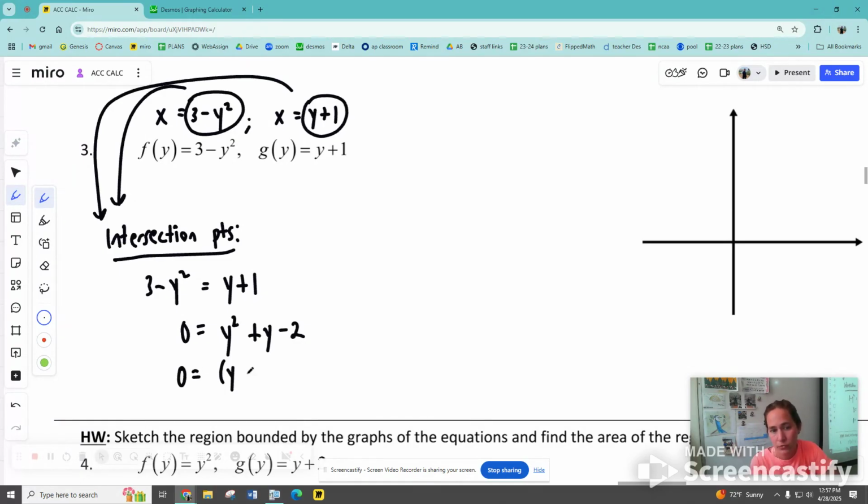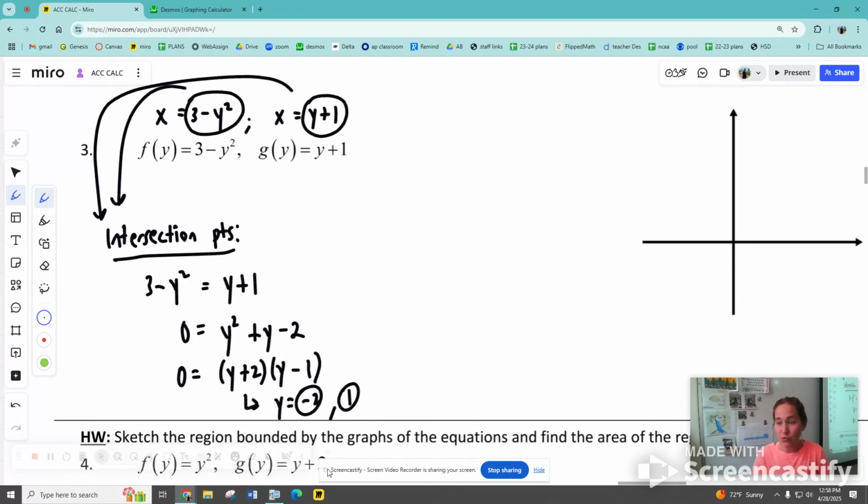We get 2 intersection points. So a 2 and a 1 should do the trick. Maybe if we make the 2 positive in the factoring and the 1 negative, that should do it. So you get intersection points y equals negative 2 and y equals 1.